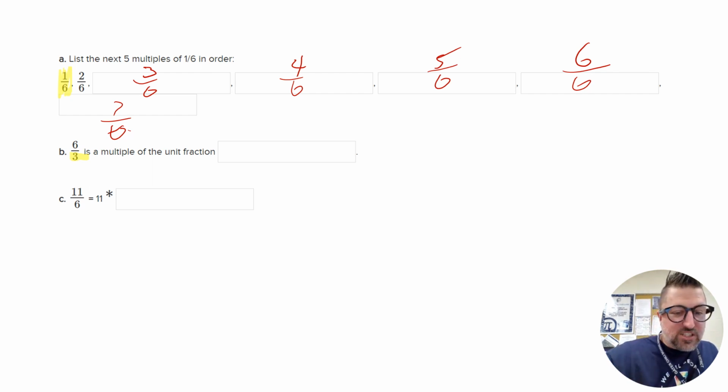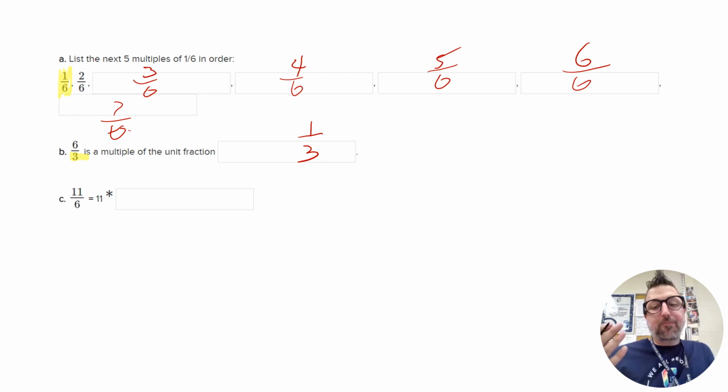Here, I have 6/3. So my unit fraction would be 1/3. That's what I have multiples of. I have a bunch of thirds. How many thirds do I have? I have 6/3. So that's the unit fraction that I'm talking about. It's the single piece that I have multiples of.